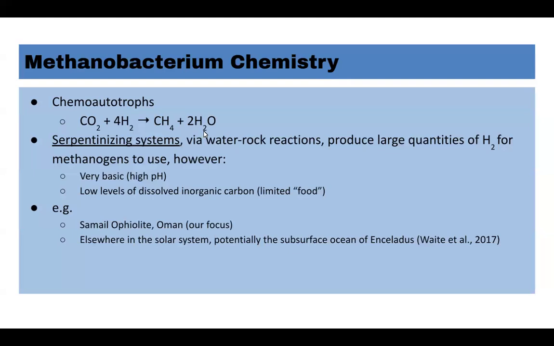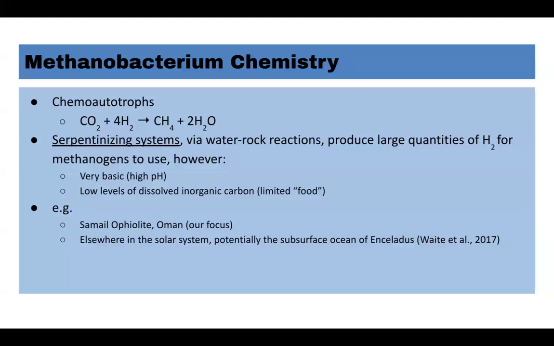So they live in many different environments, from animal stomachs to peat bogs, but they particularly like colonizing serpentinizing systems. These are water rock systems characterized by a specific set of chemical reactions that happen to produce molecular hydrogen, which, as the reaction above shows, is a key source of energy for Methanobacterium.